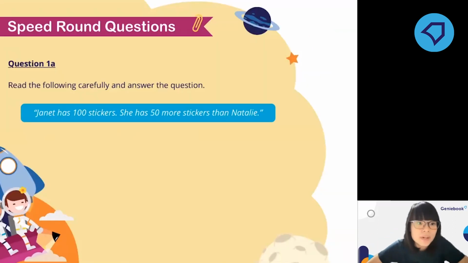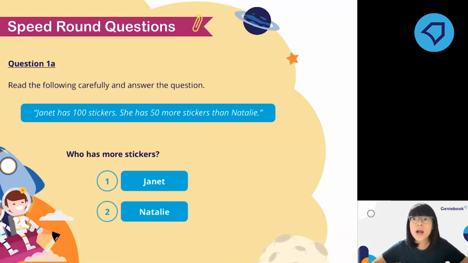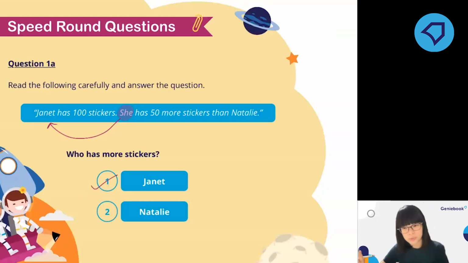Okay. So read the following carefully and answer the question. It says, Janet has 100 stickers. She has 50 more than Natalie. So my first question to you would be this. Who has more stickers? 30 seconds. Let's go. 2 more seconds and time is up. So she refers to Janet. So Janet has more stickers. What will happen if you click 3 or 4? You will get 0 bubbles. Okay, you will not get your bubble.